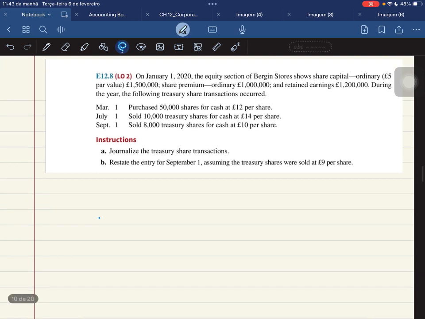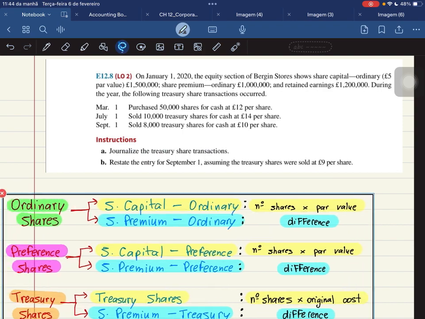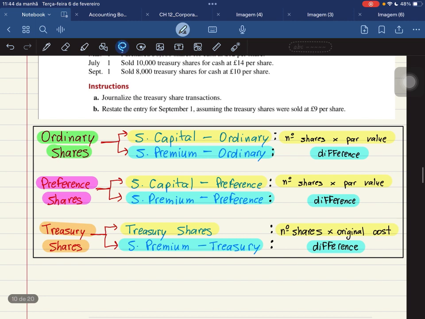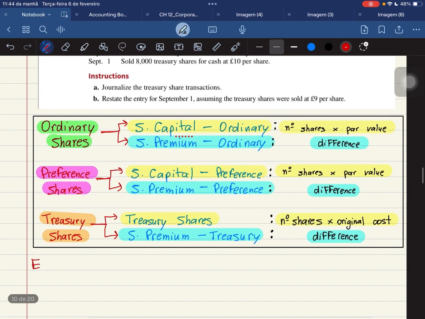Okay, so before we start, let me just update a little bit. This is the sketch that I showed you before, right? Since we were only doing exercises related to ordinary shares and preference shares, we haven't seen treasury shares before. So I'm just going to add the treasury shares here. When we have treasury shares, this amount is going to be the number of shares times the original cost, and the difference is again going to be the share premium, in this case, share premium treasury. So let's keep that in mind. Okay, knowing that, we can start solving the exercise.